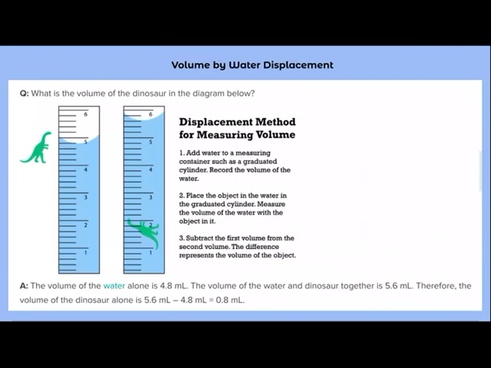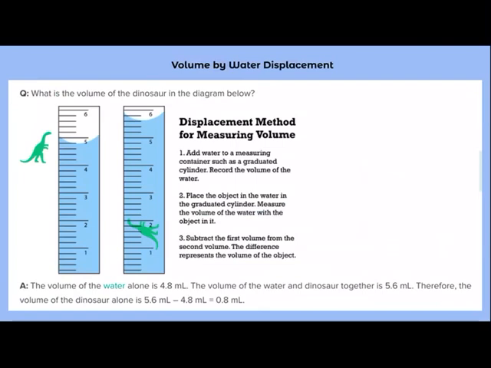moves up, or the amount of fluid that is displaced, if you will, is equal to the amount of volume in the dinosaur. So you can see there the displacement method for measuring volume is you add water to a measuring container that you can easily read, you place the object into the water, and you measure the difference that has been made. How much did it go up by? So that amount it went up by is the volume of that irregular shaped object.